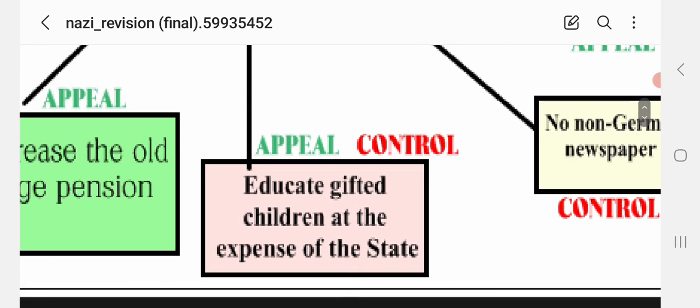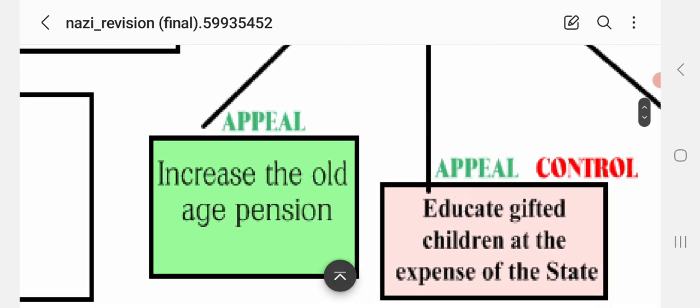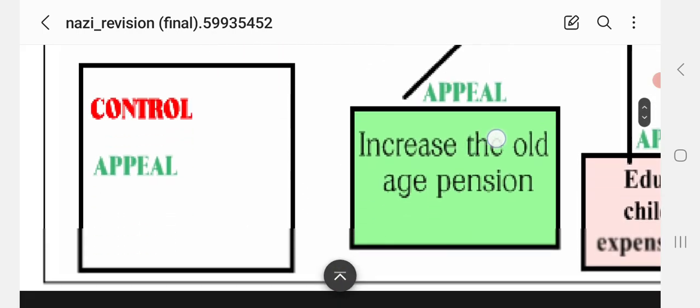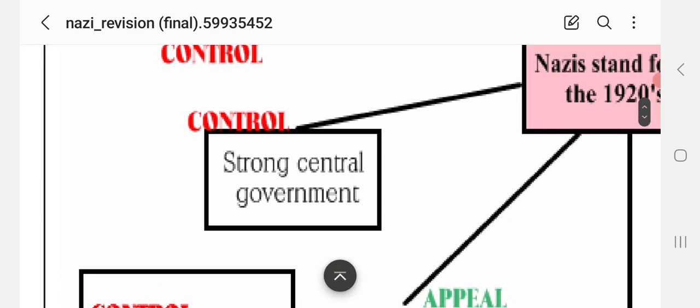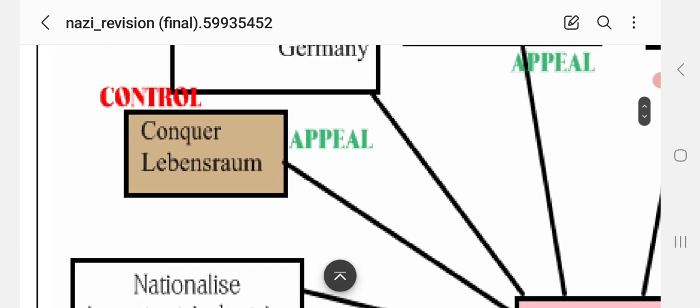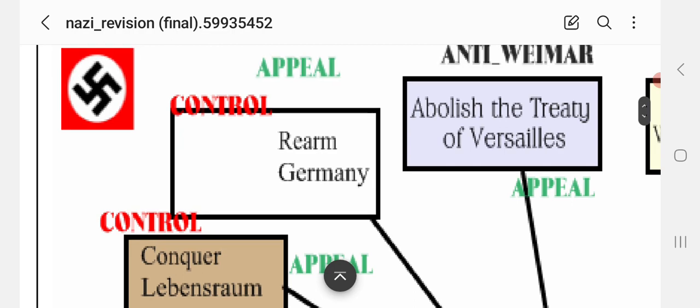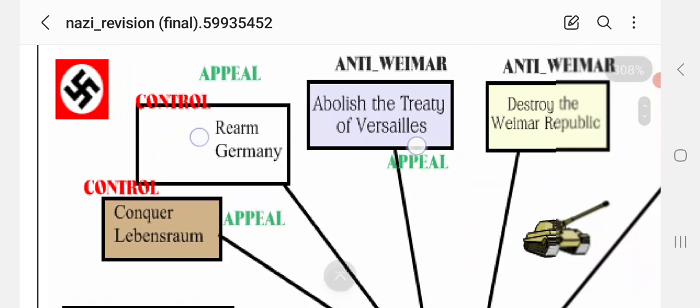However, he would educate gifted children at the expense of the state, and increase the old age pension, which was again an appeal to the German people. He wanted a strong central government to nationalise important industries, which are both very controlling, and conquer Lebensraum and Rome, Germany.